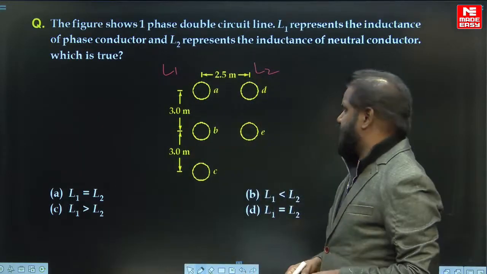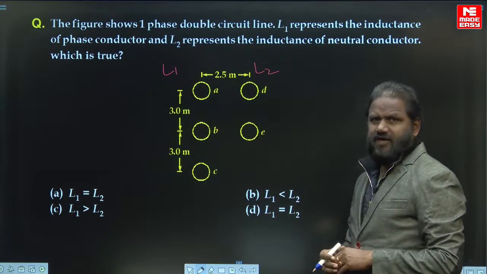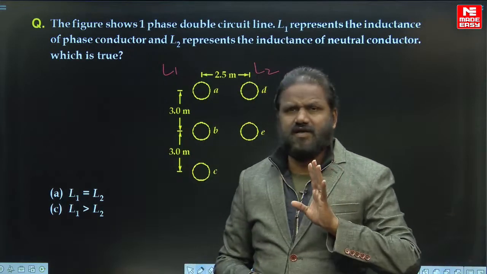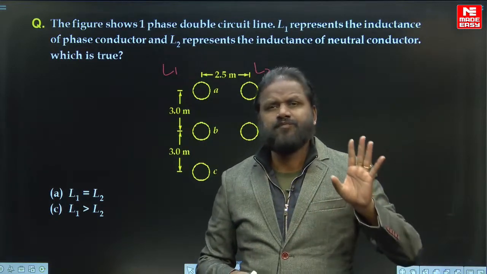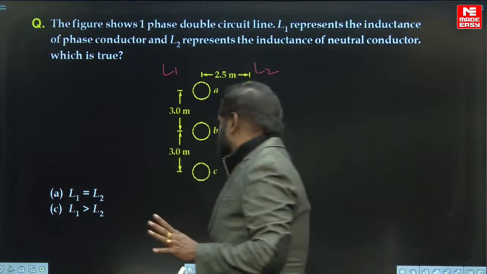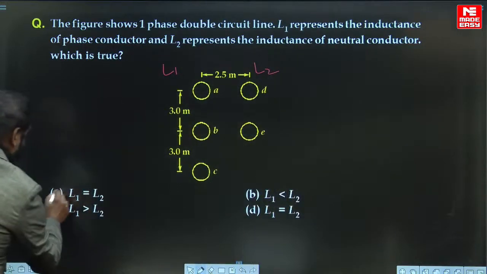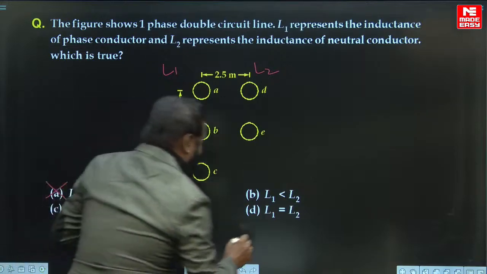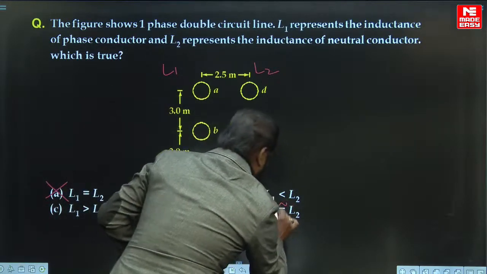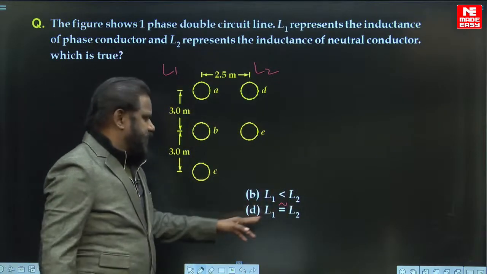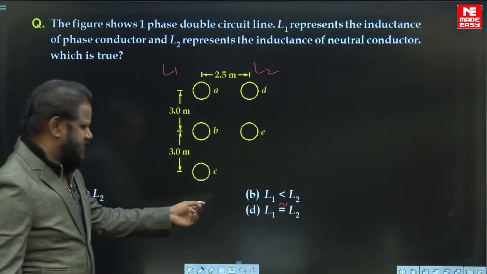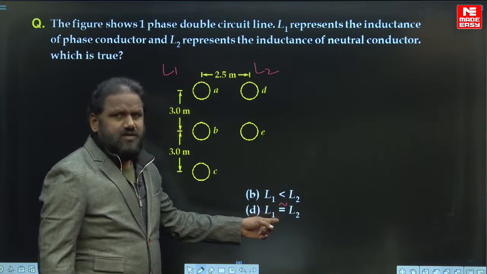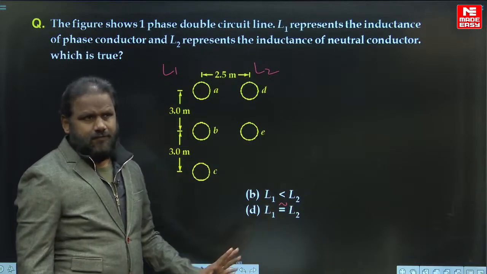In this case the configuration is unsymmetric. Definitely the inductance of the phase conductor is not equal to the inductance of the neutral conductor. So the first wrong choice is L1 equal to L2. Actually it is approximately equal; some typo error is there. That is the reason L1 equal to L2 is not correct. L1 approximately equal to L2.